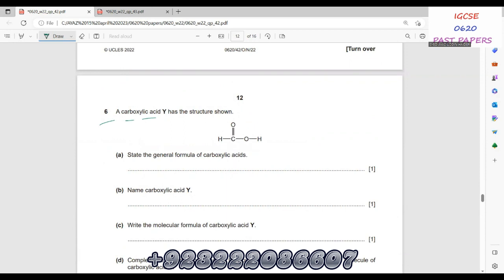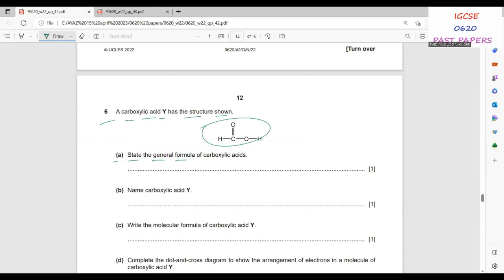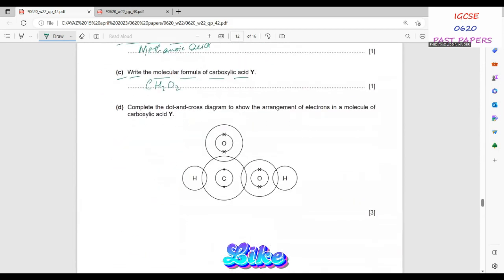Number 6. A carboxylic acid Y has the structure shown. This is a carboxylic acid. A, state the general formula of carboxylic acid: CnH2n+1COOH. B, name carboxylic acid Y. There is 1 carbon atom, so we'll write methanoic acid. C, write the molecular formula of carboxylic acid Y. There is 1 carbon atom, 2 hydrogen atoms, and 2 oxygen atoms: CH2O2.